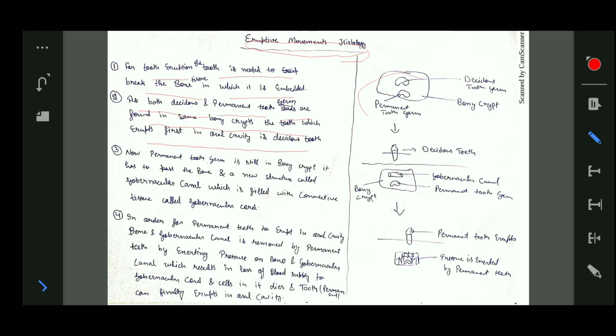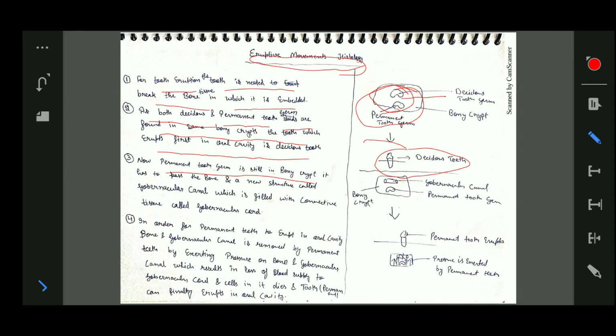As you can see in this diagram, both the deciduous tooth and the permanent tooth germ are found in the same bony crypt. In the following diagram, the deciduous tooth has already erupted in the oral cavity, but the permanent tooth is still in the bony crypt. In order to erupt in the oral cavity, the permanent tooth has to pass two structures, which are the bone and a new structure called the gubernacular canal.